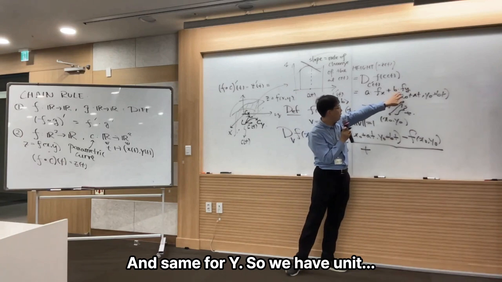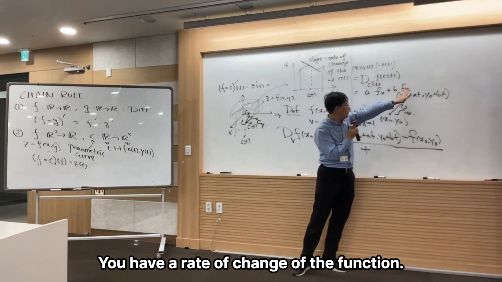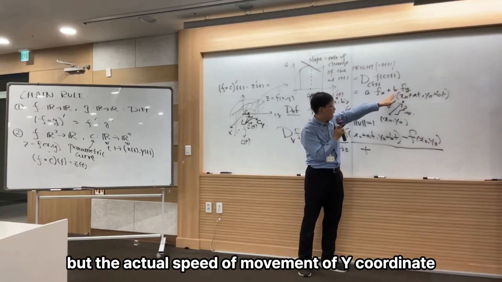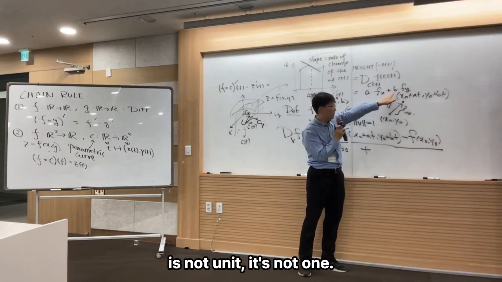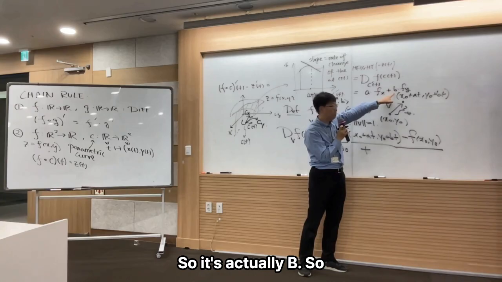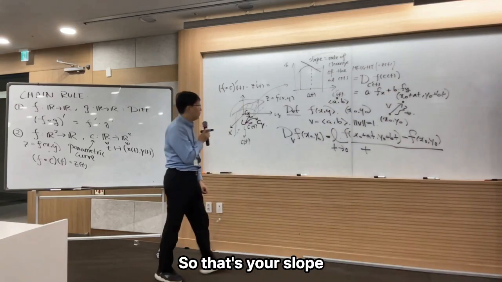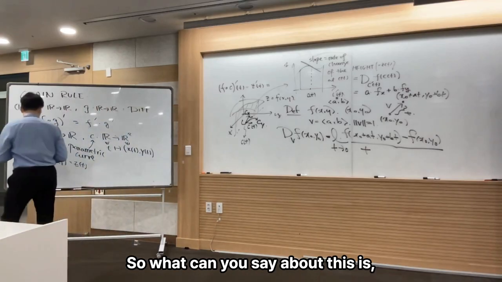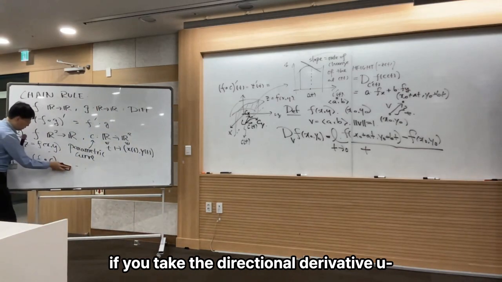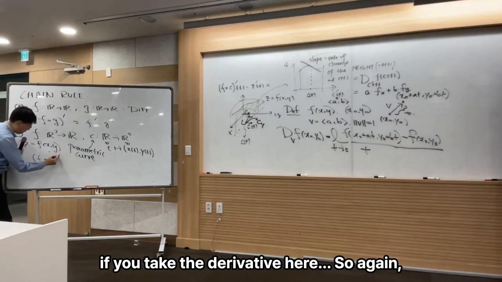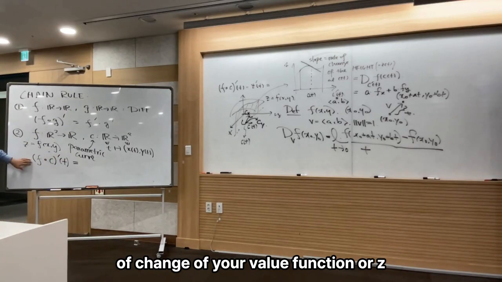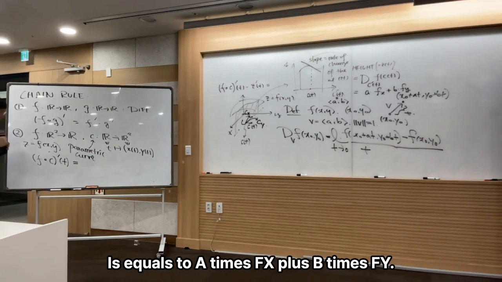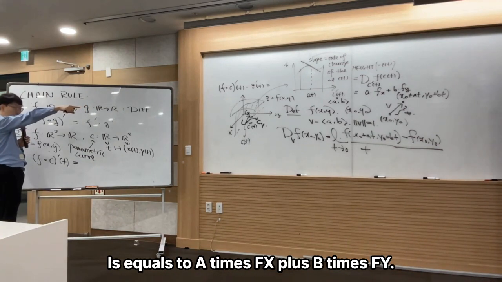And the same for y. We have a rate of change of the function when you move your y coordinate at unit speed, but the actual speed of movement of the y coordinate is not 1, it's actually b, so you have to scale it by b. So that's your slope, and that's your rate of change. That's your directional derivative. Again, this is the rate of change of the value of the function, or z, or the rate of change of height, whatever, which equals a times f sub x plus b times f sub y.